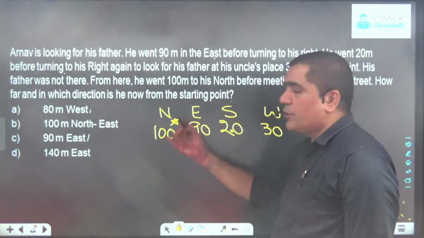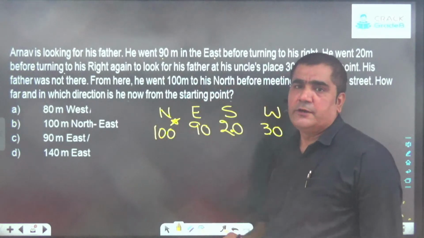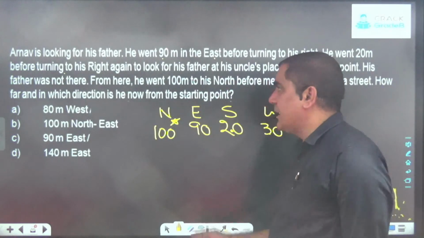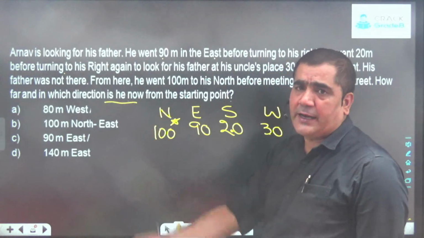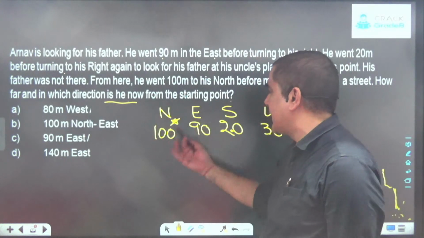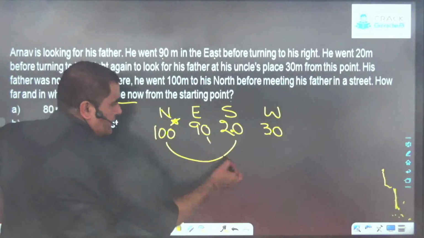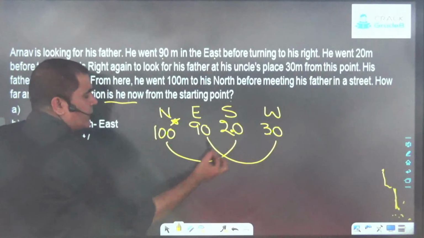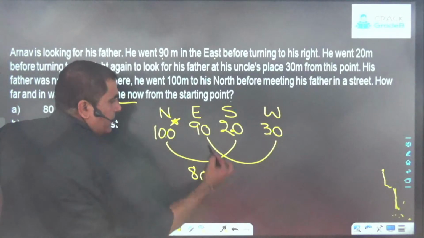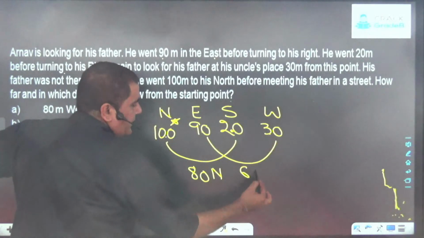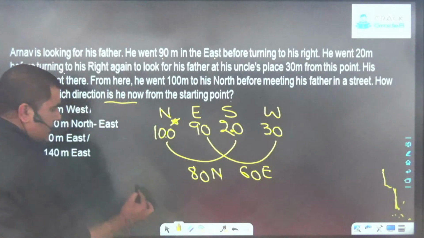If the examiner asks in which direction he is facing now, my answer will be north. Now here they are asking how far and in which direction he is now from the starting point. For distance, let's take these two. 100 minus 20 becomes 80. The bigger one is 100, so north. 90 minus 30 is 60. The bigger one is east. So what will the distance be?